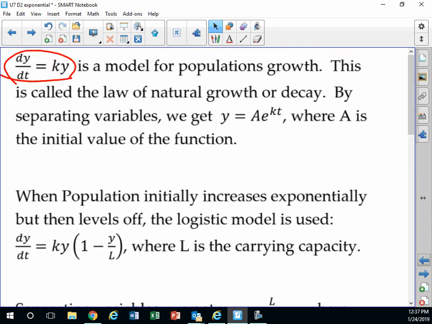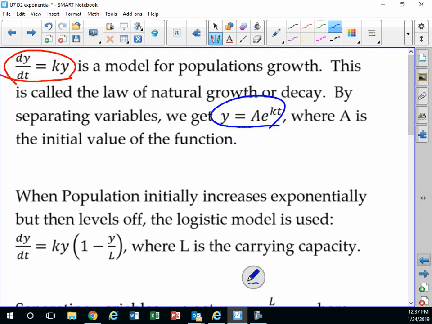By the way, you'll notice over here we get this, and all of you are like, what's A? A is the initial value. We just talked about what's A here. A is the same thing as C. Look at that. It's amazing how that works.